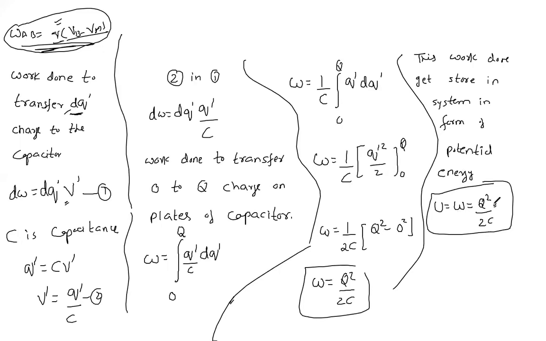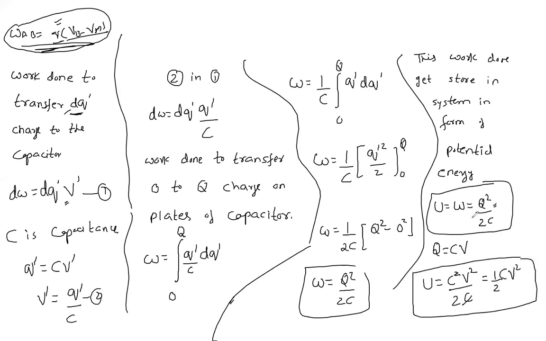Next, we can convert this expression of potential energy, which is in terms of charge and capacitance, into terms of potential and capacitance. You can substitute Q equal to CV. If I substitute Q equal to CV here, then this is C square V square over 2C. This gets cancelled out, so this is half C V square.